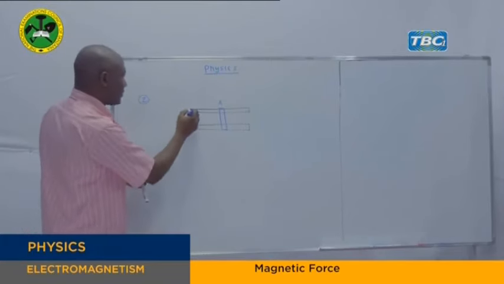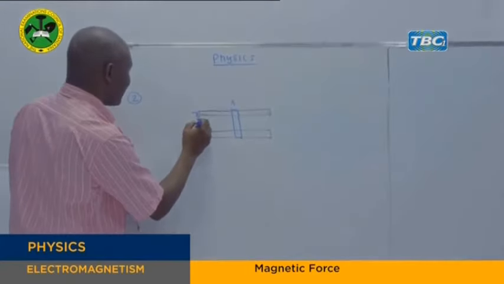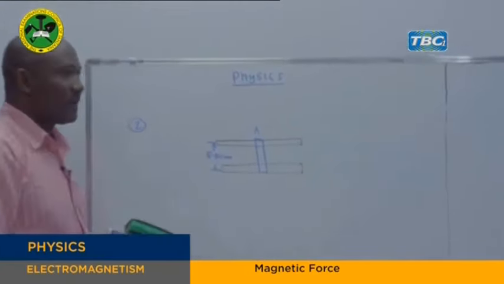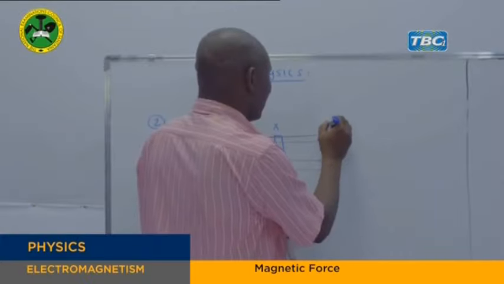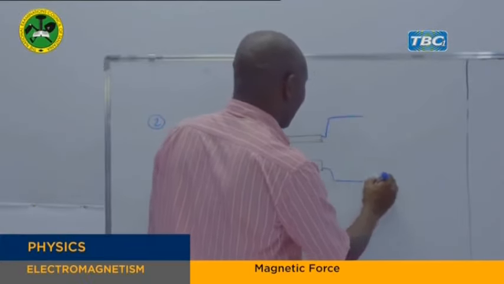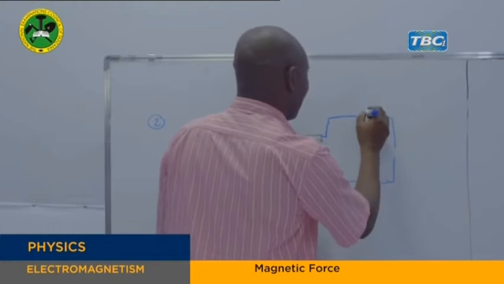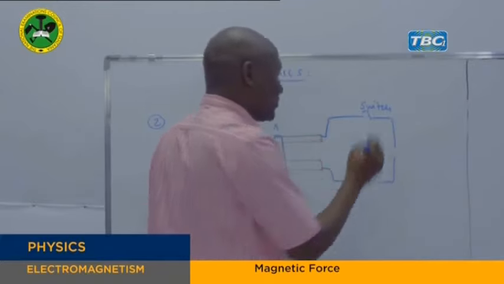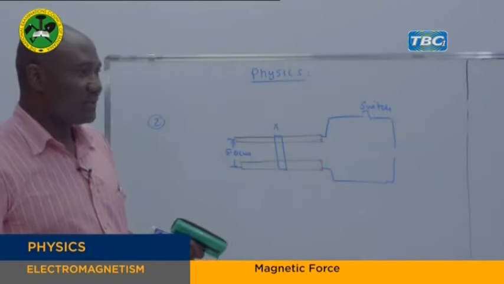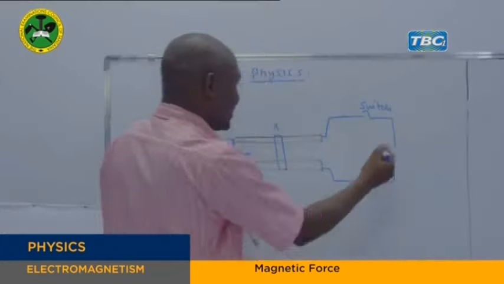The distance between the two is given as 5 centimeter. And the question says there is a connection. In order to connect a battery, you must connect a source, and it must be a wire. We are told this is a switch. And the current is supposed to be moving anti-clockwise, so this way.